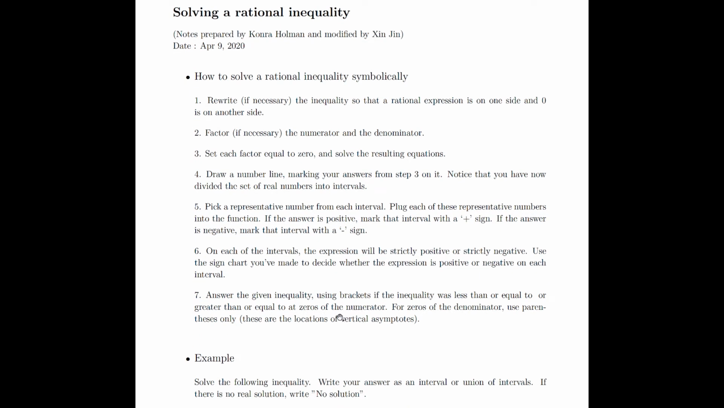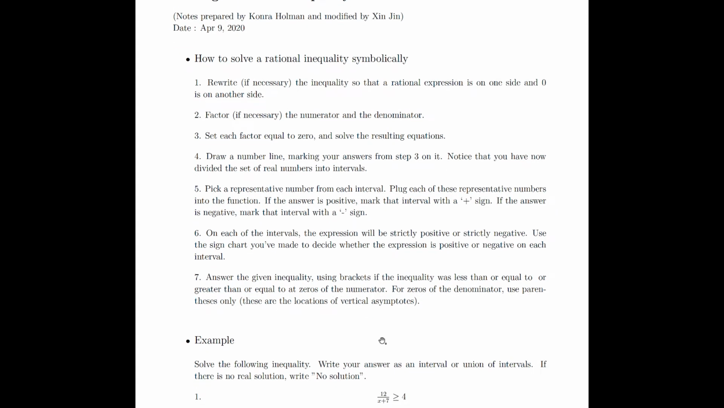If there was a less than or greater than sign with no equal to sign, then you're going to use parentheses. But if there was an equal to sign, make sure that you only use brackets for the zeros of the numerator. I can talk about the reason why for that later.